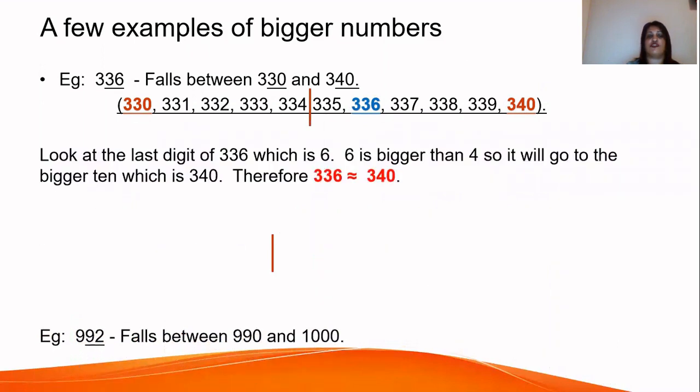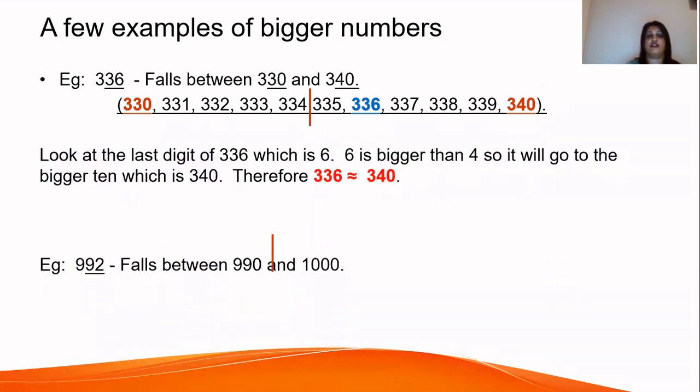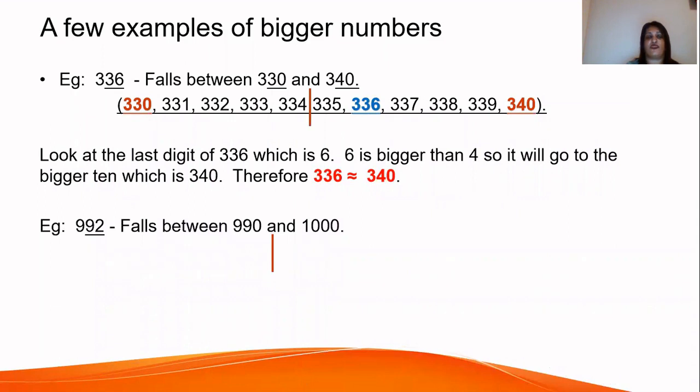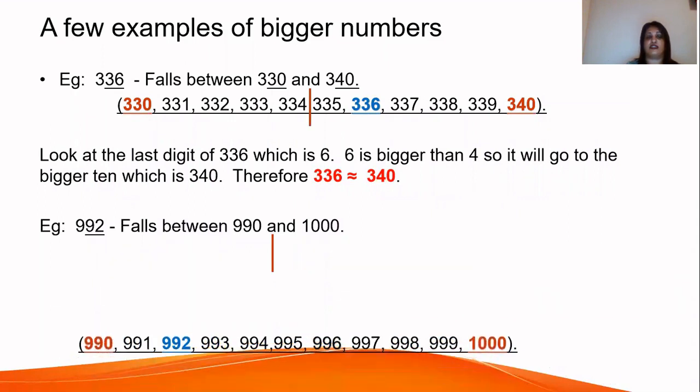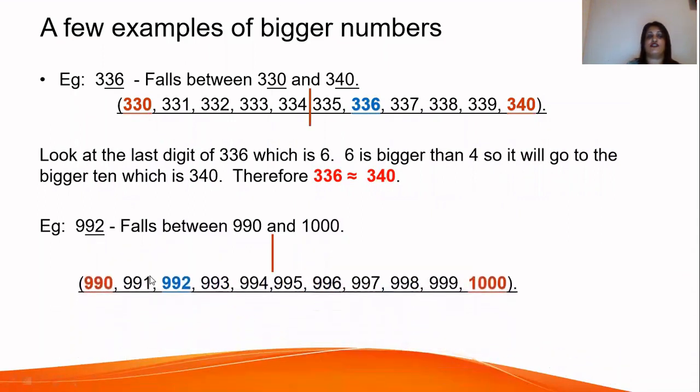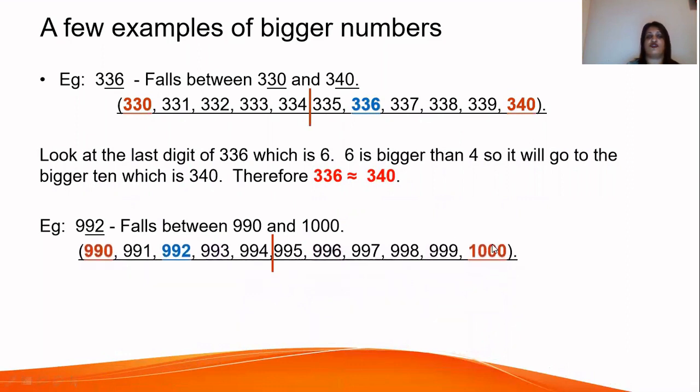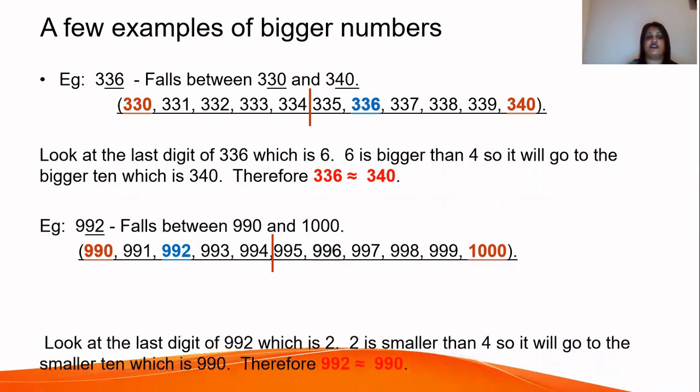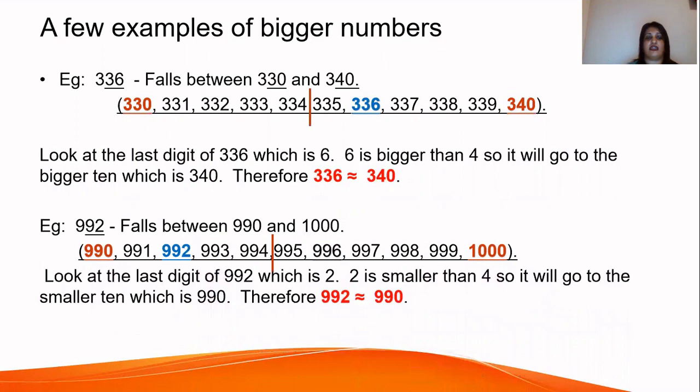Now, the next number I'm looking at is 992. This falls between 990 and 1,000, right? But where does it lie? So my two multiples of 10 are 990 and 1,000, so it's going to be either of the answers. 992, the last digit is 2, which is less than 5, so it's going to round down to the lower 10, which is 990. Therefore, 992 rounded off to the nearest 10 will be 990.